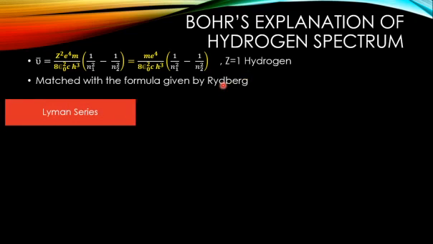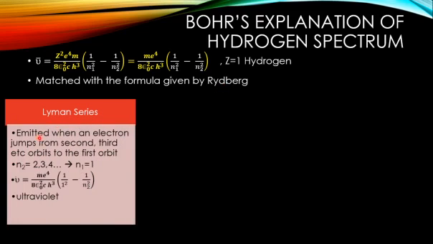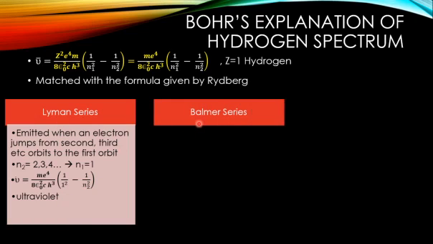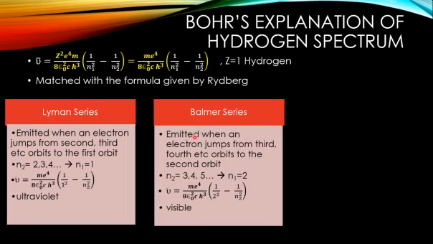Now he explained each series in the hydrogen spectrum. The Lyman series was explained as radiation emitted when an electron jumps from a higher orbit like second, third, etc. to the first orbit. So it becomes 1 by 1 square minus 1 by n2 square. All transitions from higher orbits to the first orbit are taken as Lyman, and it happens in the ultraviolet. Similarly, the Balmer series is obtained when radiation is emitted as an electron jumps from a higher orbit to the second orbit. So it becomes 1 by 2 square minus 1 by n2 square, where n2 can be any orbit higher than 2.